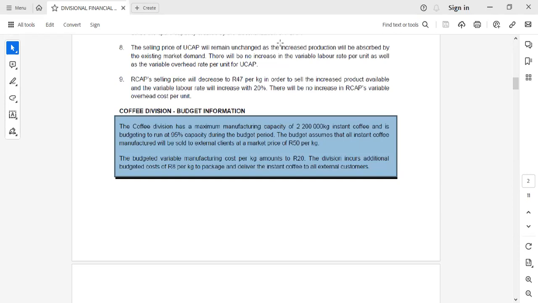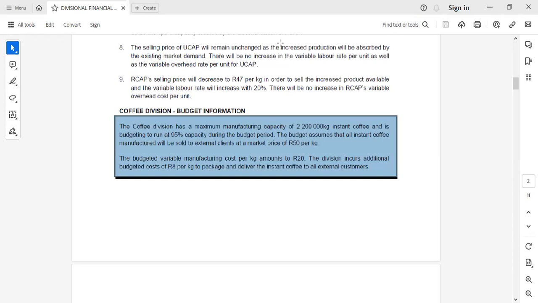Right. So this is what the coffee division is incurring. So I want to check the minimum acceptable price. Remember, we said your minimum price will be the cost that you incur for selling to your fellow company.